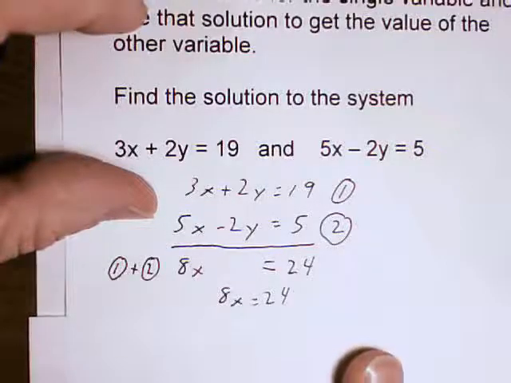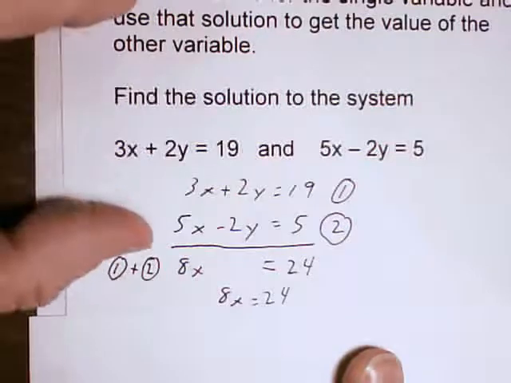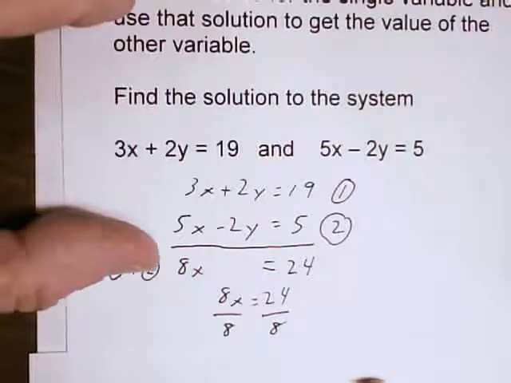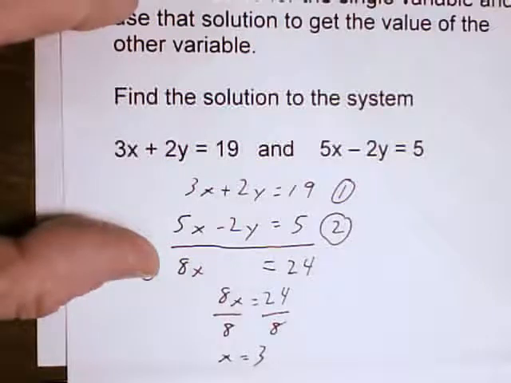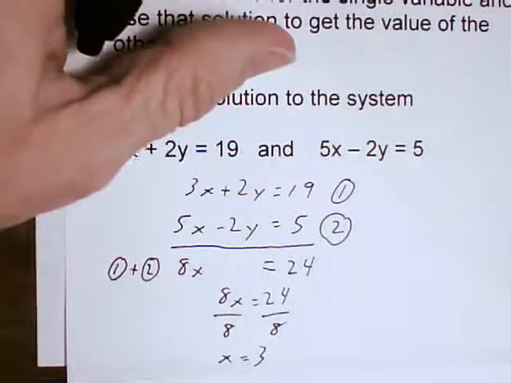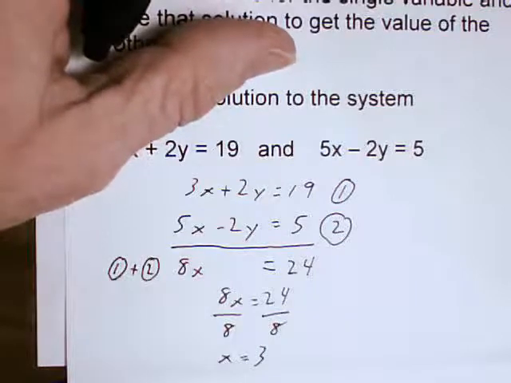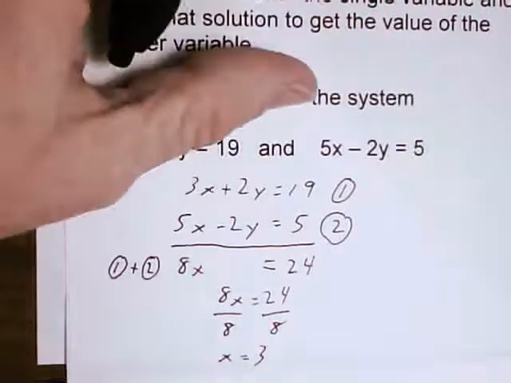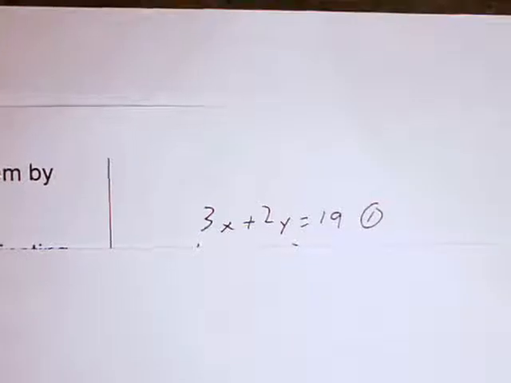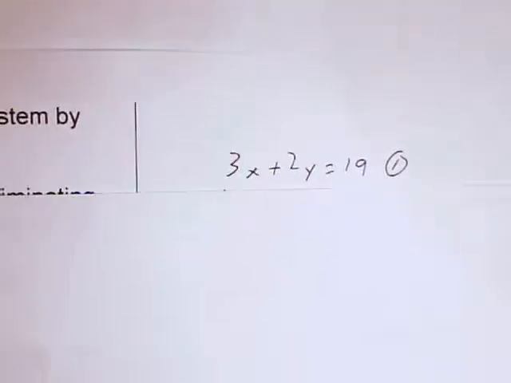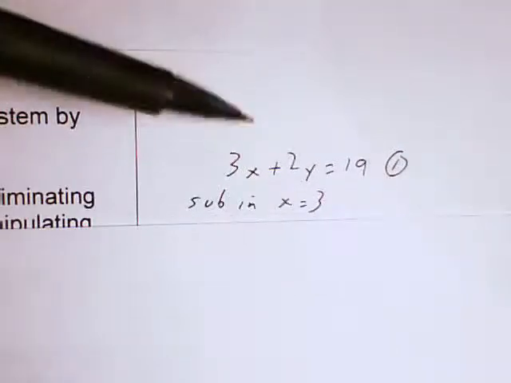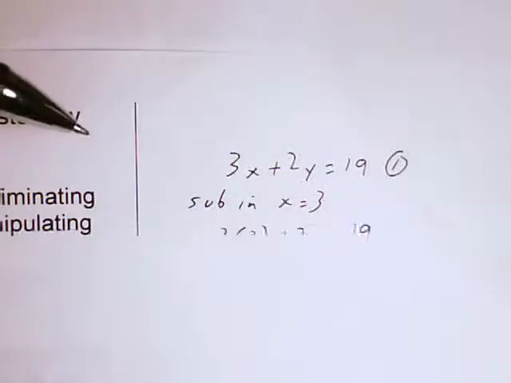I've now got one variable. 8x equals 24. If I divide both sides by 8, I get x equals 3. That is the x-coordinate of the solution. I will now take that value and substitute it into either equation to find out what the y value is. I'm going to use equation 1 just for simplicity.